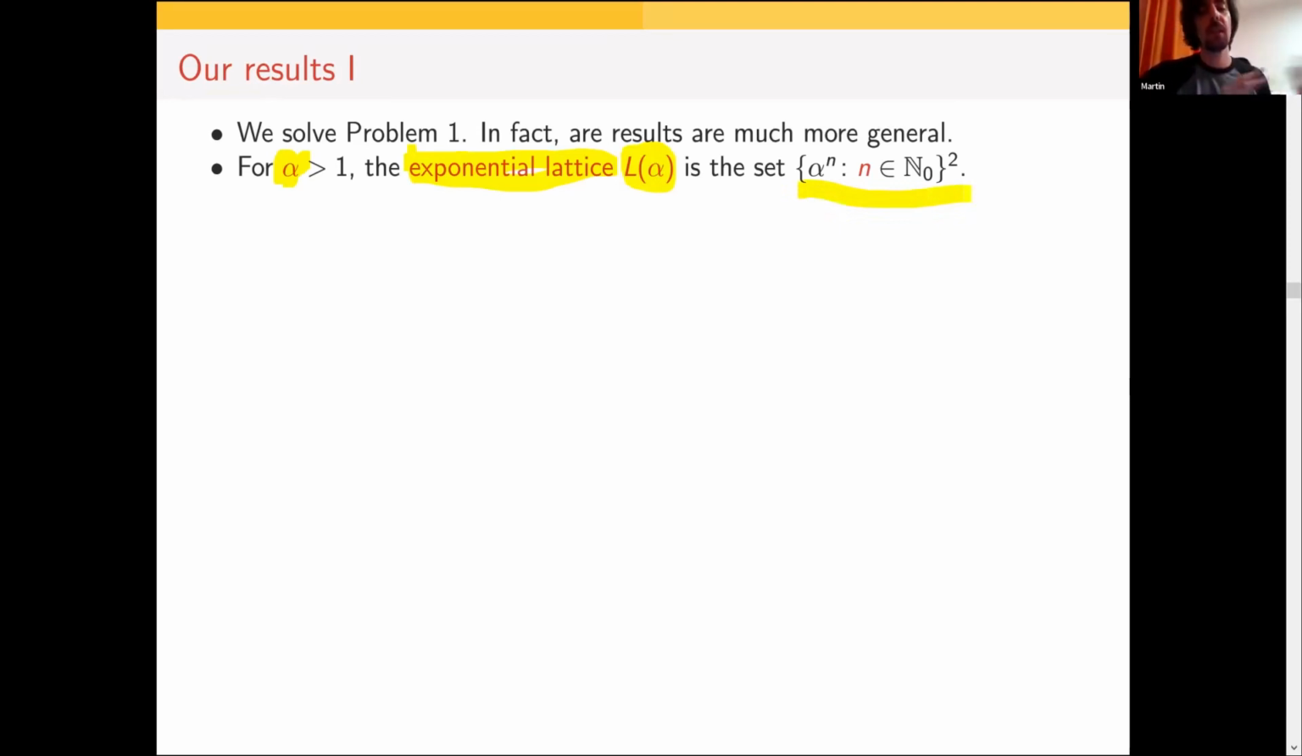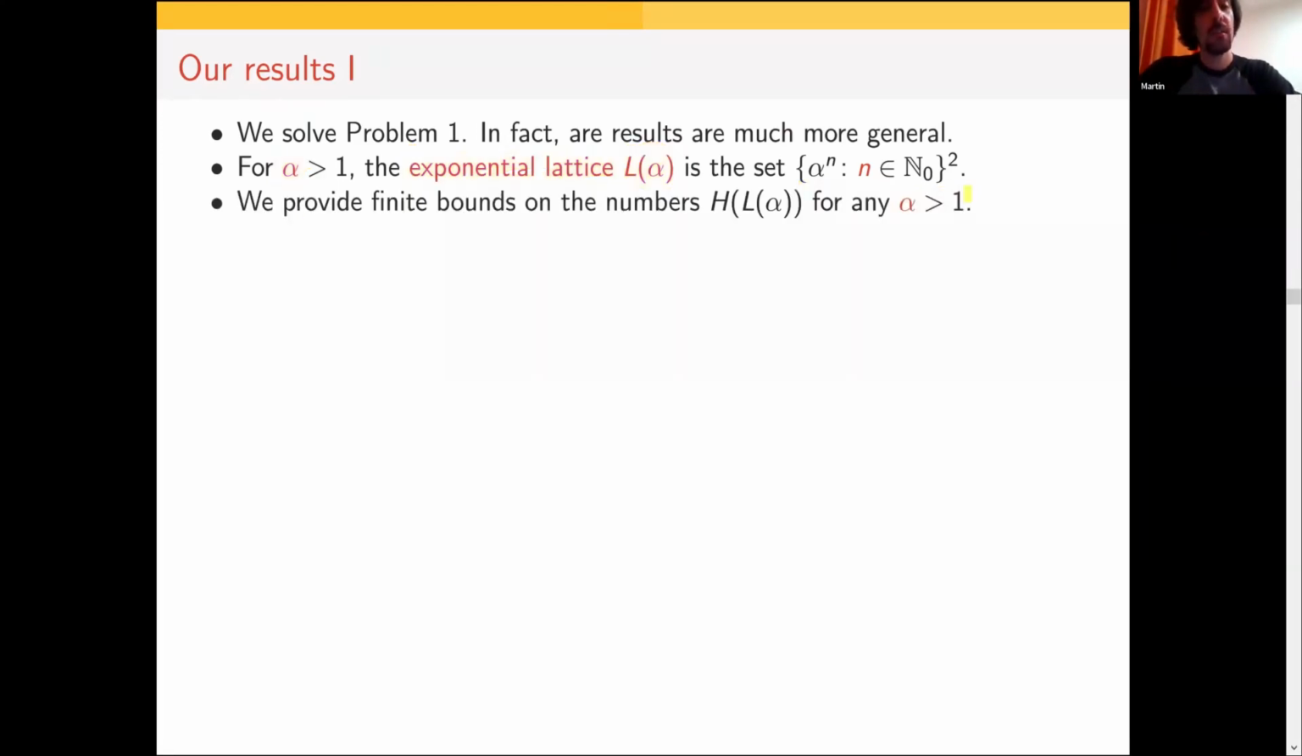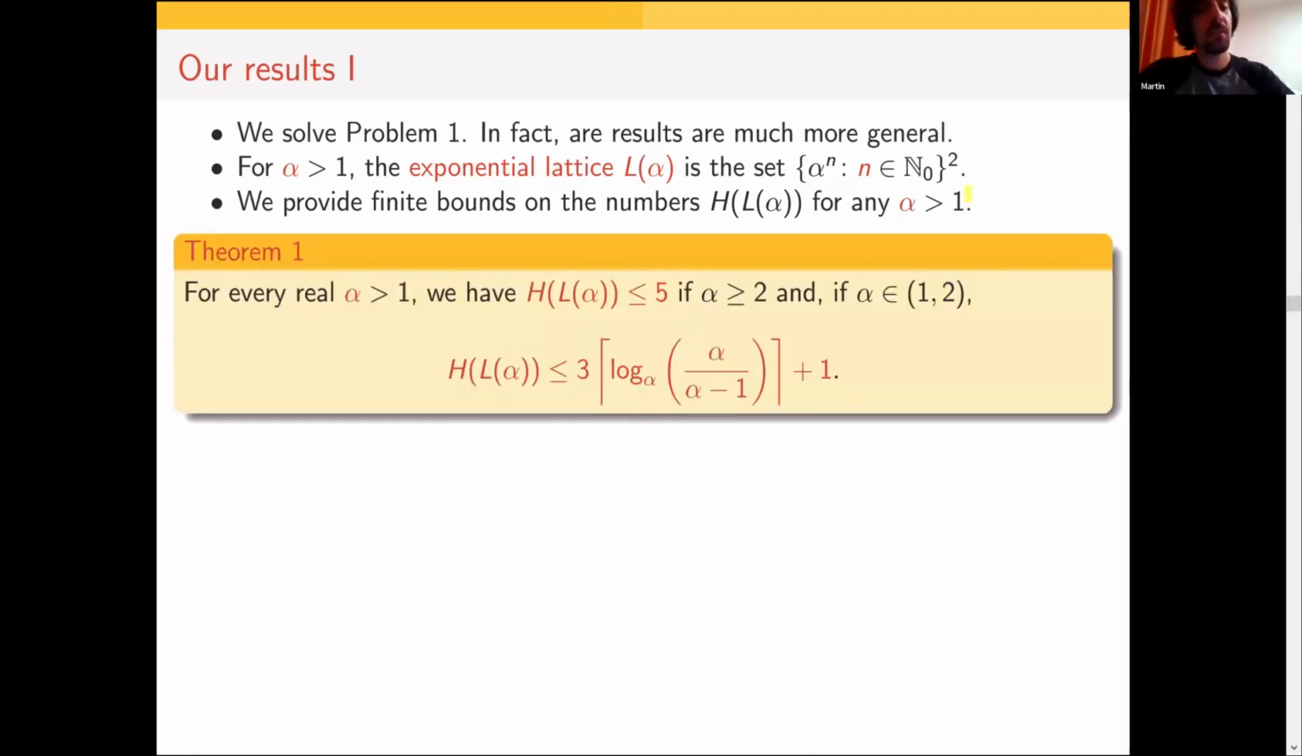So in particular, if alpha is equal to 2, then this L2 is exactly the set Dylan asked about. And now we looked at Helly numbers of these exponential lattices. And somehow, to my surprise, we were able to provide finite bounds on the Helly numbers of these sets for any alpha. So it turns out that these numbers are actually finite. They are not infinite. So this is my, or our, first result. Let's call it Theorem 1.